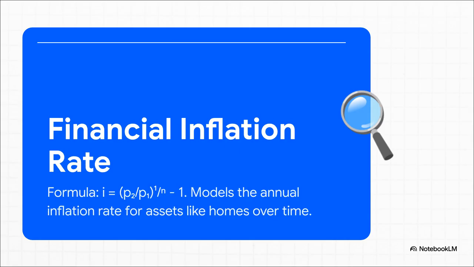Or how about finance? Planners use a formula that's built on radicals to figure out the real annual inflation rate on something big like a house. They can compare its price today to its price years ago and get the true story. It's a way to see right past the sticker price and understand the actual financial reality underneath.